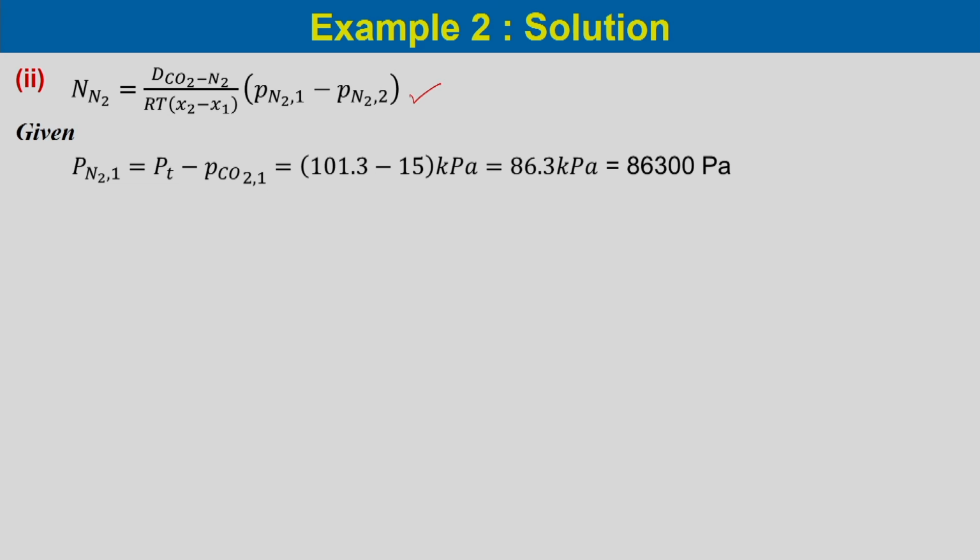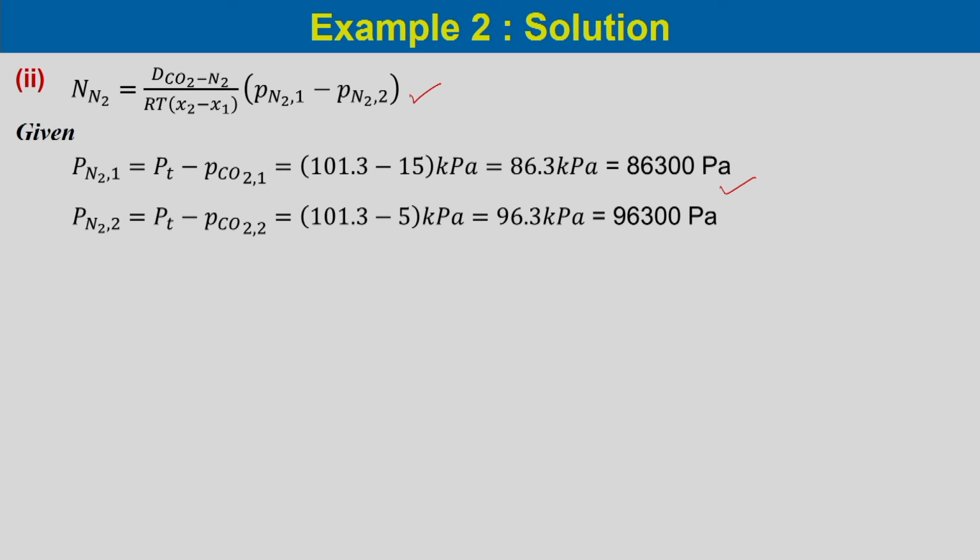Now, let us calculate for nitrogen using the similar equations. It is D_CO2-N2 by RT (x2 minus x1) into the partial pressure of N2 at 1 minus partial pressure of N2 at 2. So, the data for P_N2 at 1 is PT minus P_CO2 at 1, which is equal to 101.3 minus 15 kilopascal, which is around 86.3 kilopascal, which is 86,300 pascal.